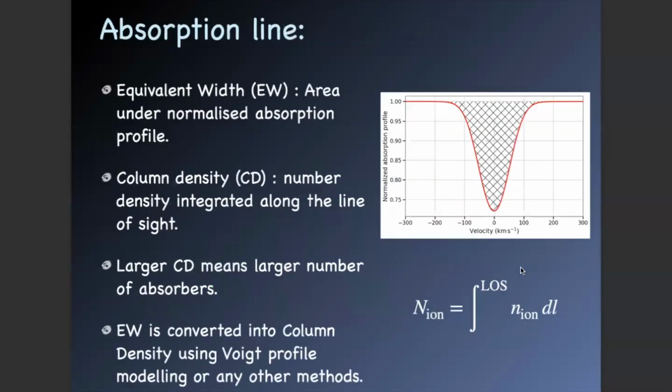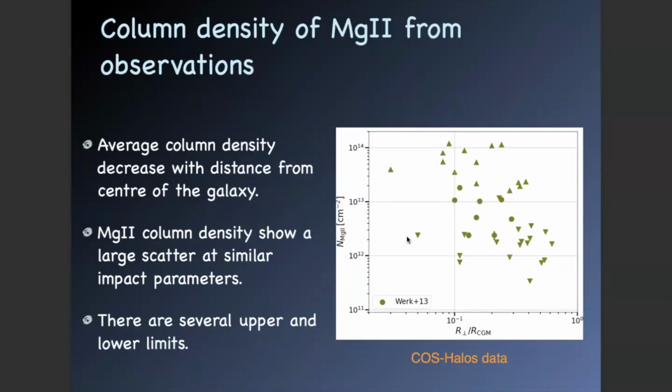So the primary observable from this absorption line is the equivalent width, which is the area within this absorption profile. But the other important quantity is the column density, which is the line of sight integral of the ionic number density. Larger the column density essentially means larger the number of absorbers. From the observation, equivalent width is converted into column density using the Voigt profile modeling or other methods. So from the observations, we have the column density.